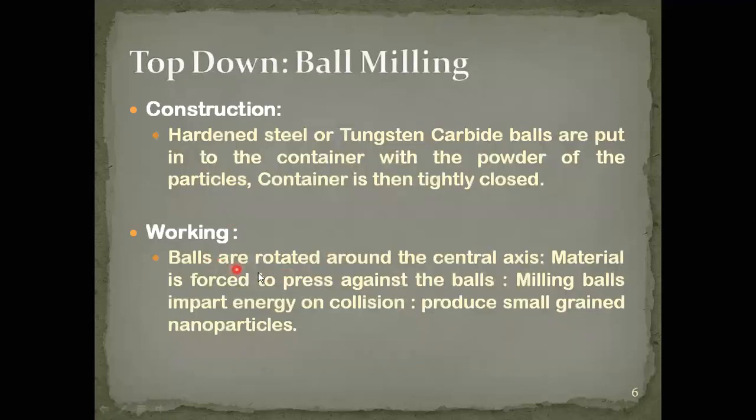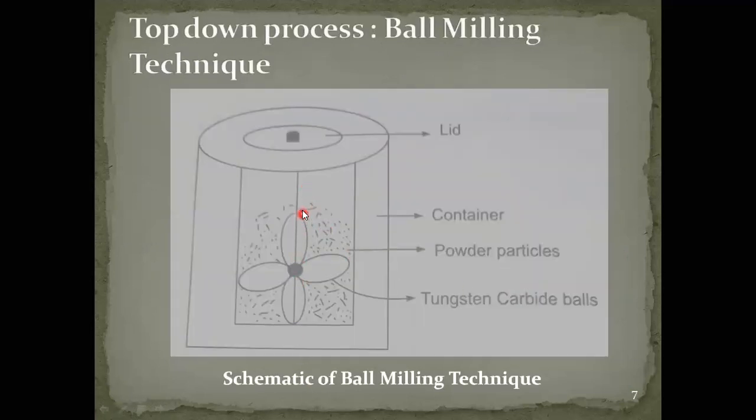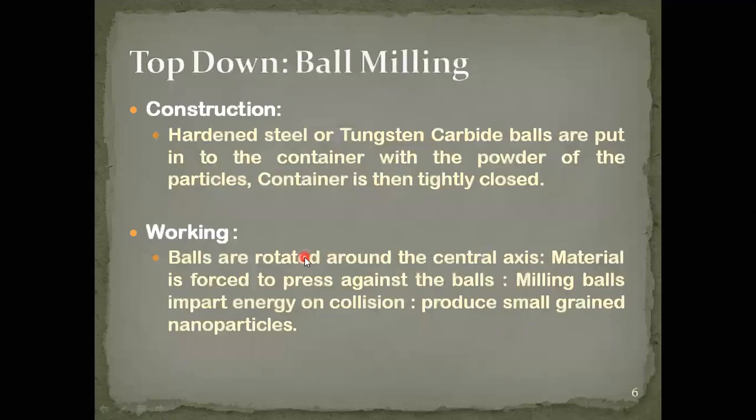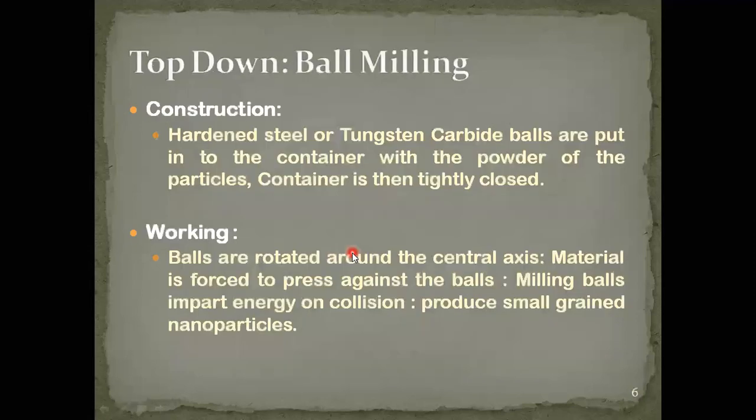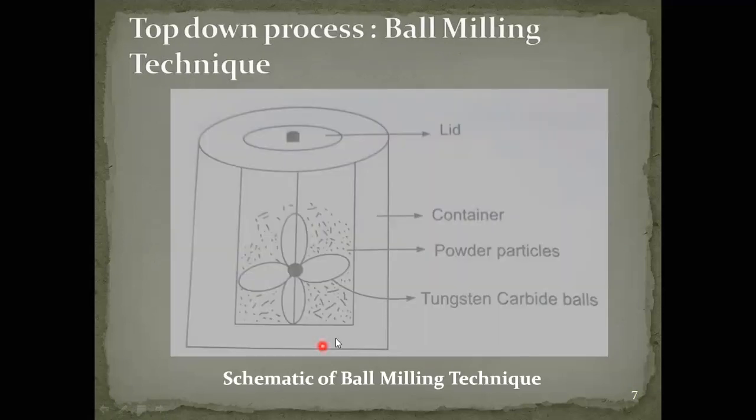Right. So how does this work? We know the working. The balls are rotated around the central axis. So this is the central axis. Along one particular direction it is being rotated, and the material is forced to press against the balls. This material flows; it cannot escape anywhere. It is forced to press against the balls. Then what happens? This imparts energy on collision and produces small-sized nanoparticles. On grinding, it becomes nanoparticles.